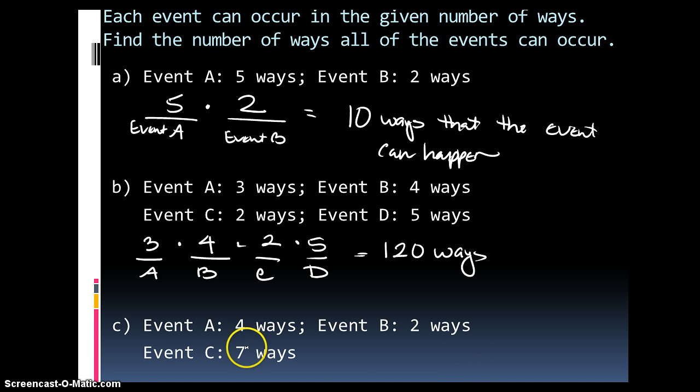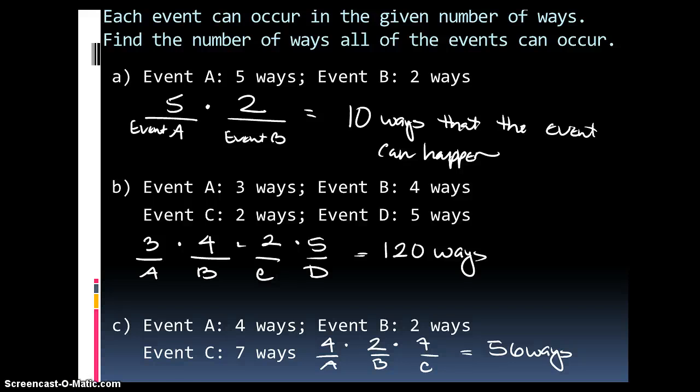We're building here. So now for this one, you have event A, B, and C. So what are you going to do again? You're going to multiply the different ways that each one can happen. So 4 times 2 times 7. And then when you multiply those all together, hopefully you get 56 possible ways for those events to happen. Meaning event A can come first, or event B can come first, or C can come first. You can just mix them up in 56 different ways.